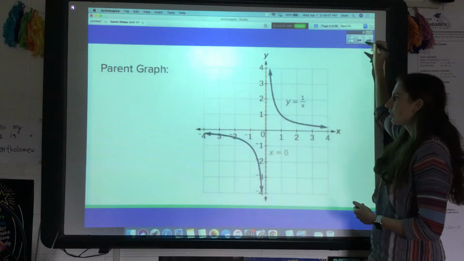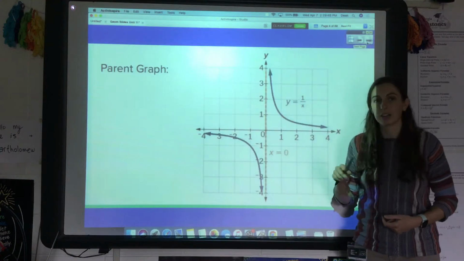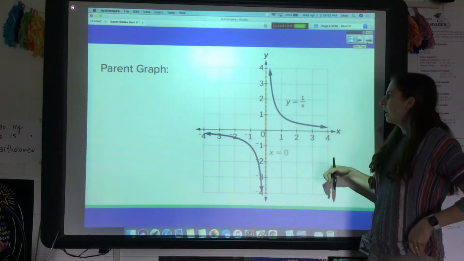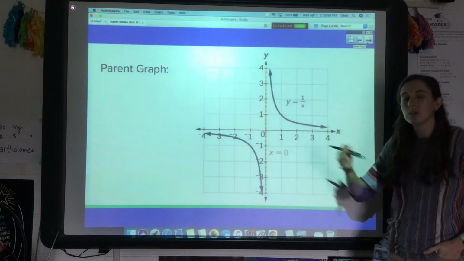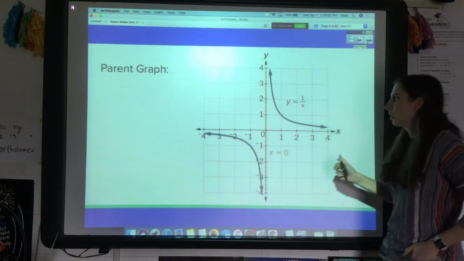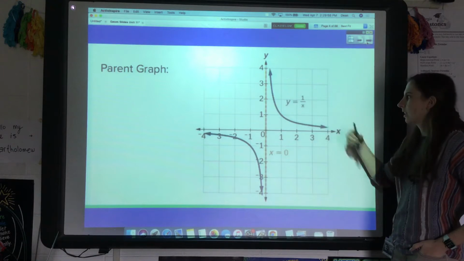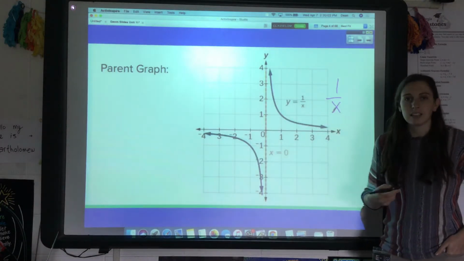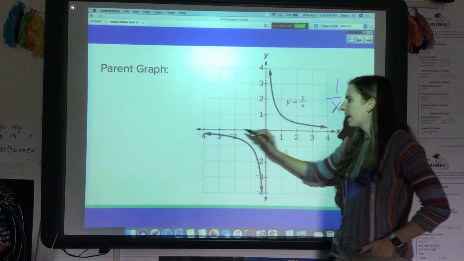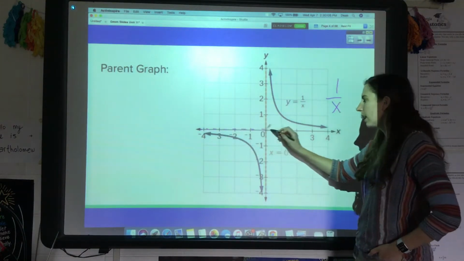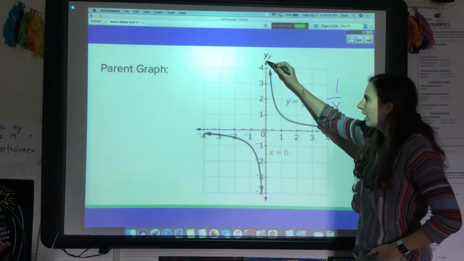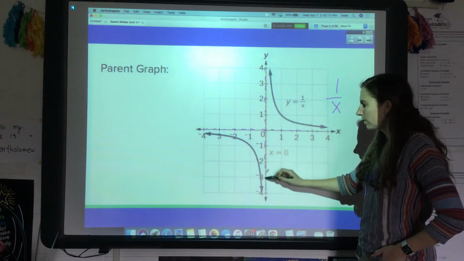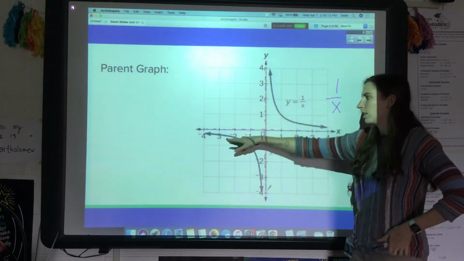But first I do want to show you quickly the parent graph for a rational expression. The parent function, kind of the most simple rational function we could come up with, is 1/x. I don't know if you can see that. And the graph actually looks like this. It's in two pieces. It has a horizontal asymptote at 0, and it also has a vertical asymptote at 0, and so it forms kind of these two pieces.